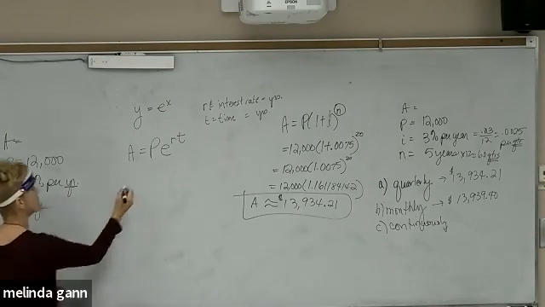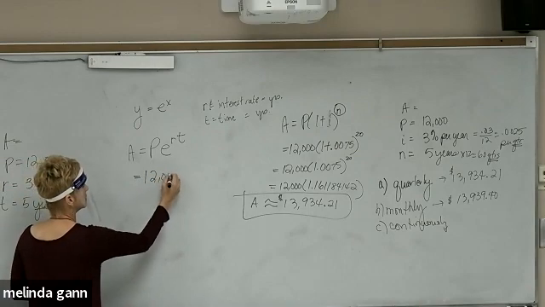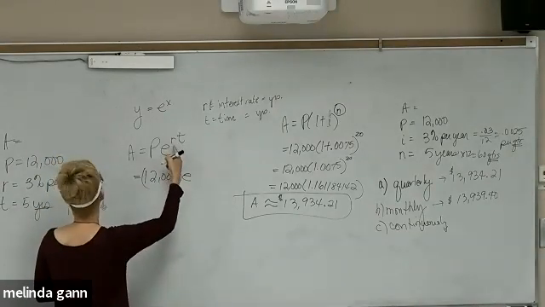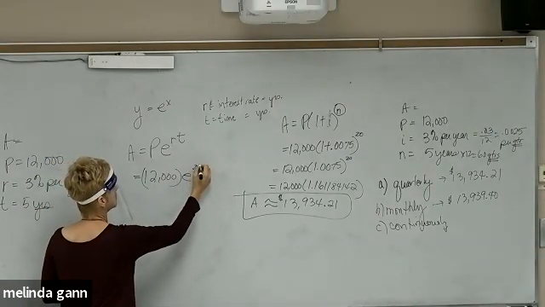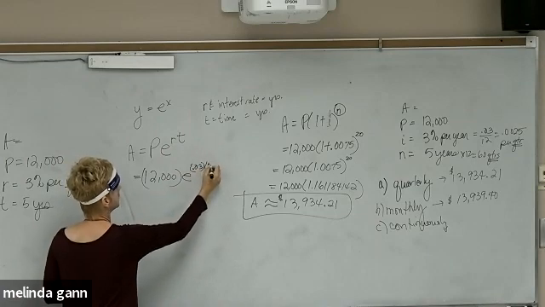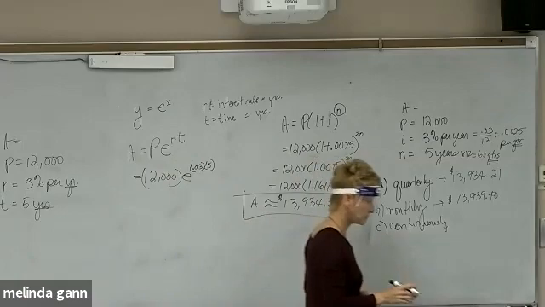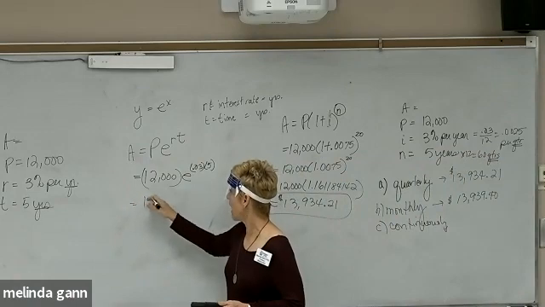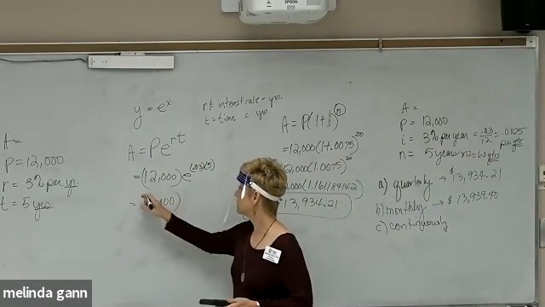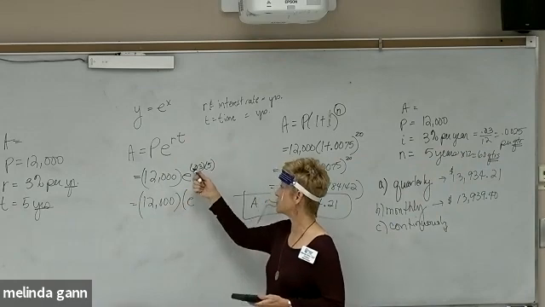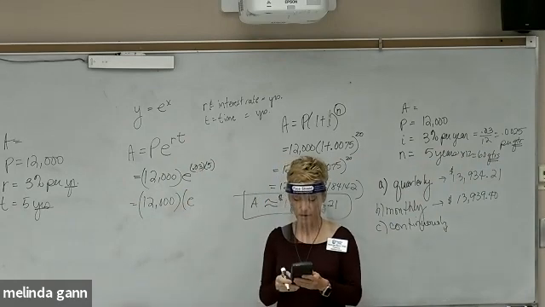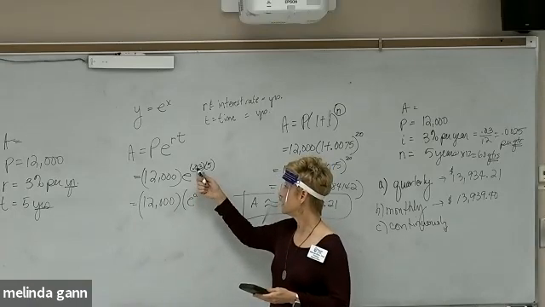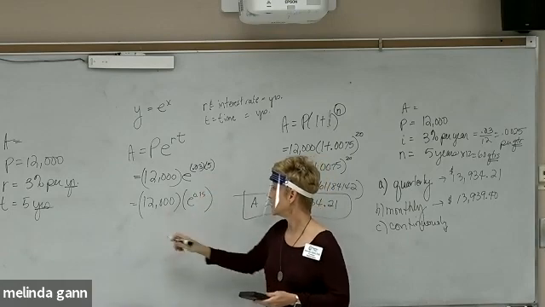All right, so you help me out here. What's my P? 12,000. E just stays E. Is everybody with me? What's my power? My power is my interest rate, 0.03, and my time, 5 years. Everybody okay? Now, don't I have to do powers before I multiply? So I've got to know what that power is. What's 0.03 times 5? Point 15.